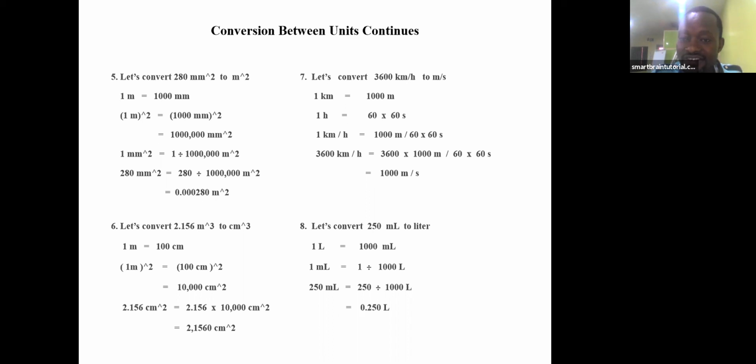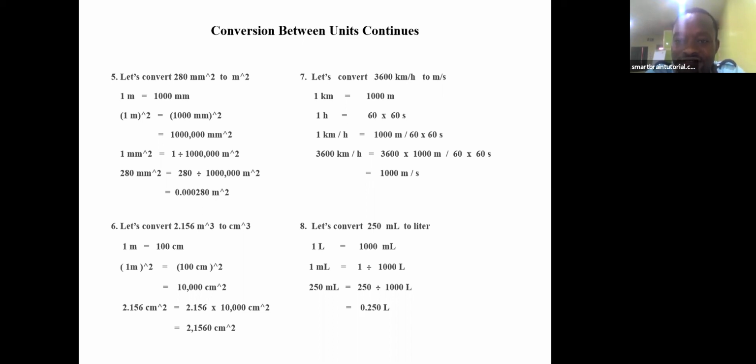Sir, can I please repeat what you said to do again? Okay, I said we have 1 meter squared, right? In question 6, I want it to be 1 meter cube equals 100 centimeter cube, both sides. Then you multiply 100 3 times, that is a cube. It will now give you 1 million. Then you multiply 2.156 by 1 million and tell me the size of the figure you will get. Do you understand? Yeah. Okay, do that briefly now.